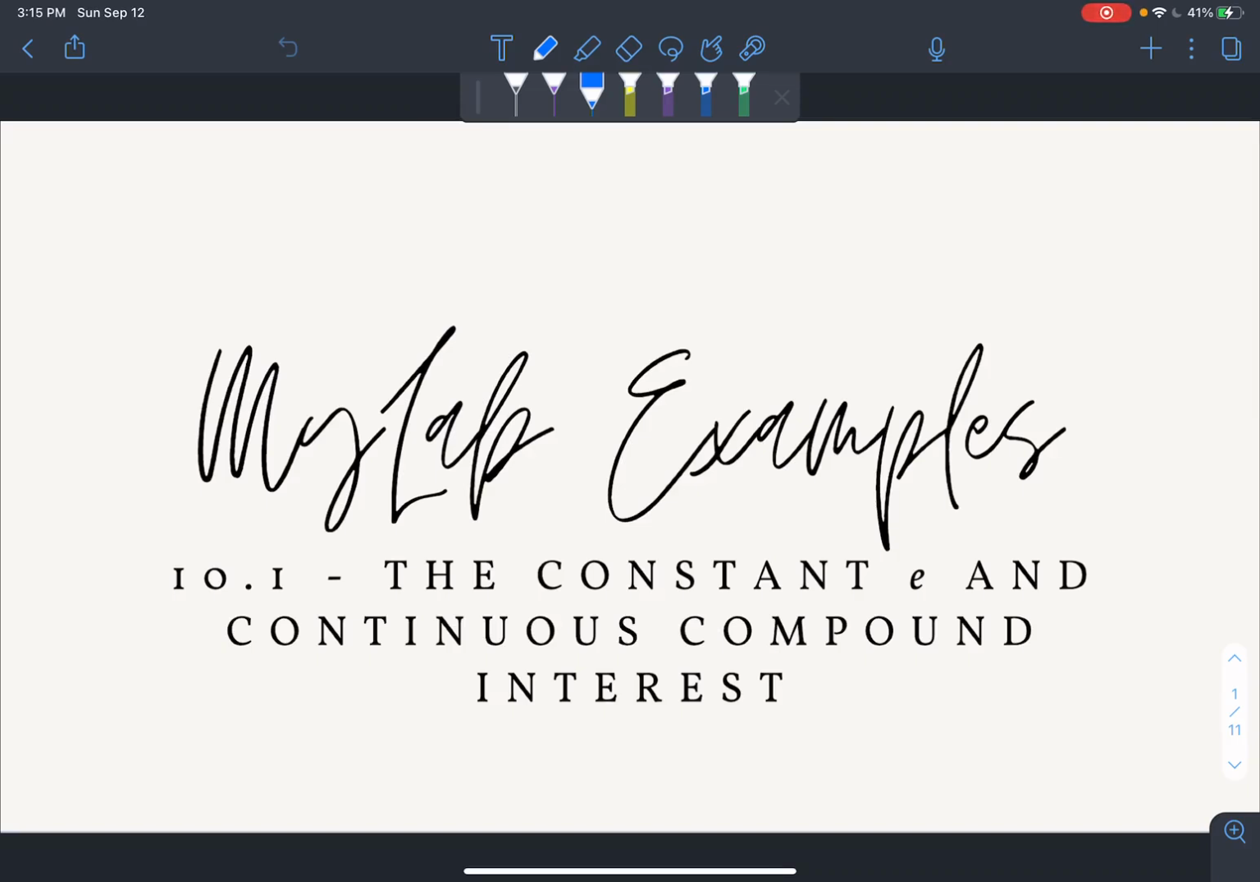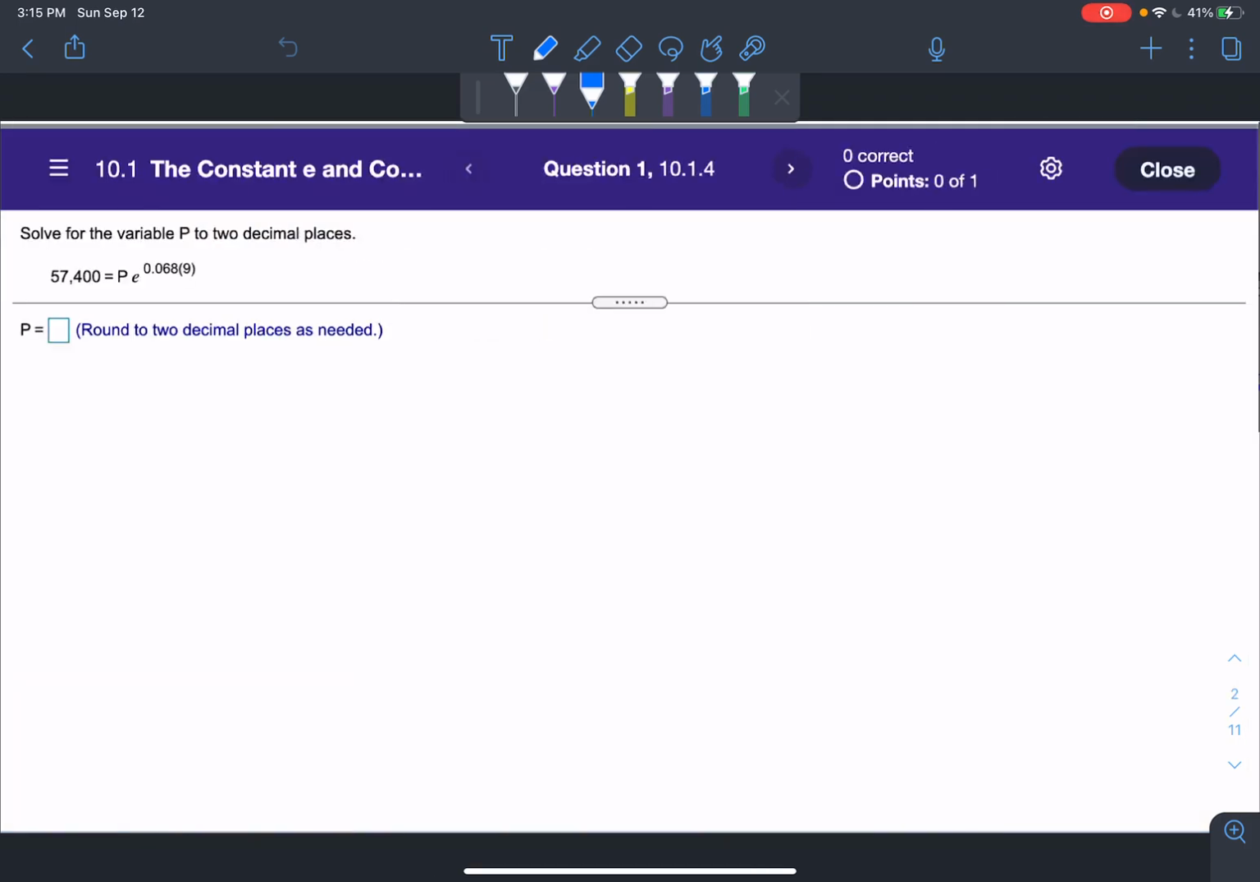Let's get started on chapter 10. We're going to talk about the constant e and continuous compound interest. Our first question is asking us to solve for P and round it to 2 decimal places.